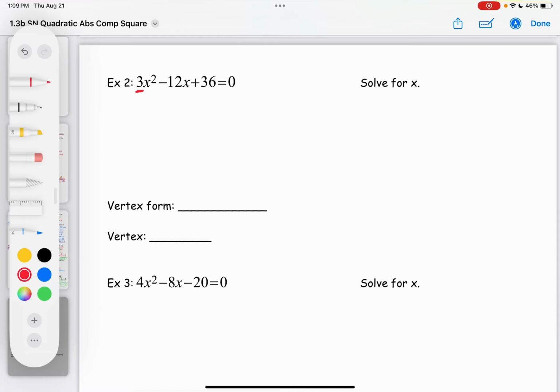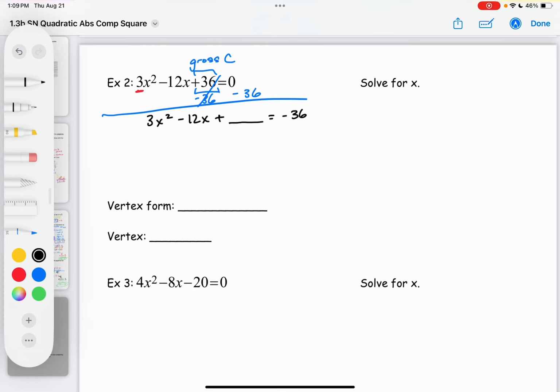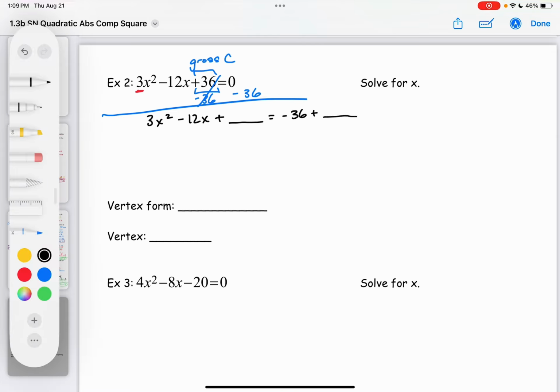So first thing we want to locate is our "gross C" value. And I'm going to just keep calling it that because I know that's what your Algebra 2 teachers called it. And I want to move it to the other side. So I'm going to subtract it from both sides. That will give me 3x squared minus 12x. I'm going to leave my blank here, equals negative 36. And I'm also going to add a blank over here because I've got to add this number to both sides.